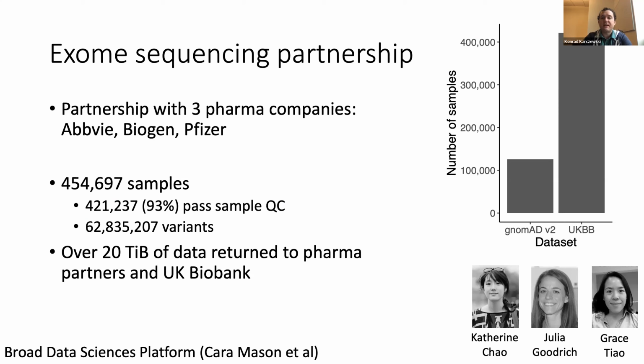And just to give you an idea, this data set was about 3 times larger than the previous largest exome call set, Nomad V2. And this team actually pulled together this data and returned about 20 terabytes of data to our pharma partners and back to the UK Biobank. So really, this was a huge engineering effort to do the processing and quality control of all this data and make sure that it is as high quality as possible to go into the association tests.